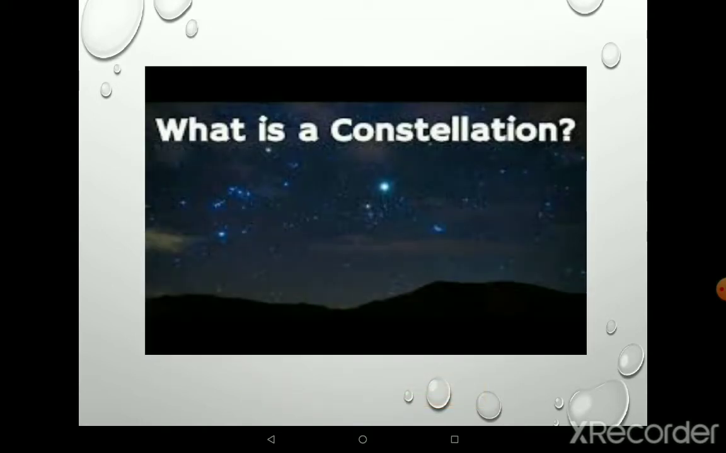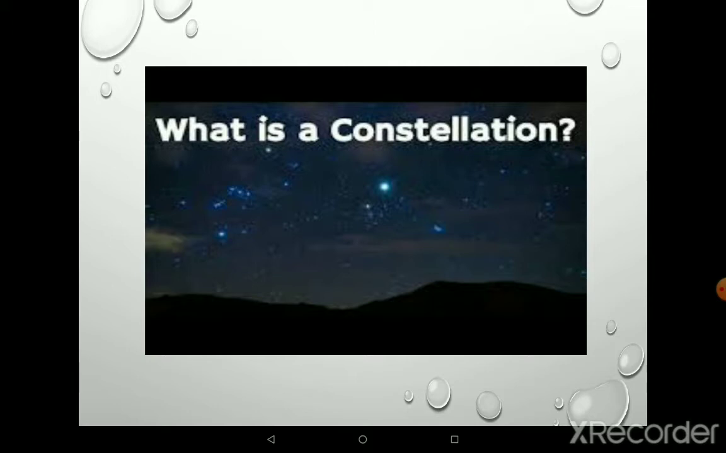What is a constellation? Do you know what a constellation is? Some stars make a recognizable pattern in the sky, and this pattern is known as a constellation, or it is also known as nakshatra in Hindi.